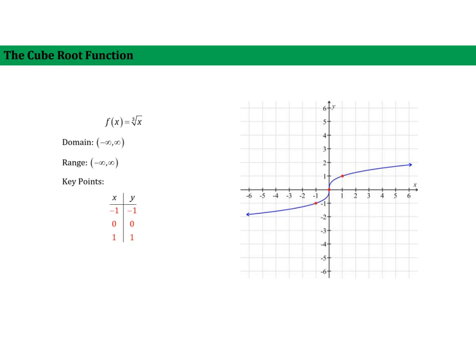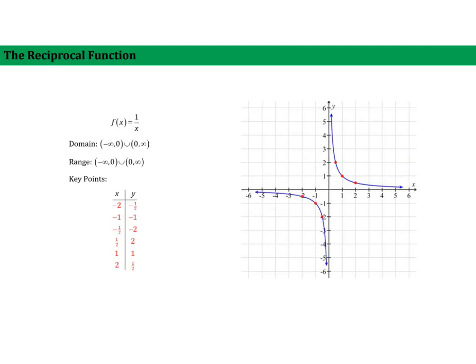The cube root function has the same guide points as the cube function, but instead of being snaked upward, it's snaked side to side. Again, the domain and the range are similar. The domain is from negative infinity to infinity, and the range likewise is from negative infinity to infinity.